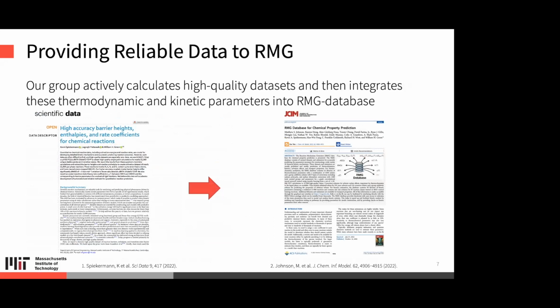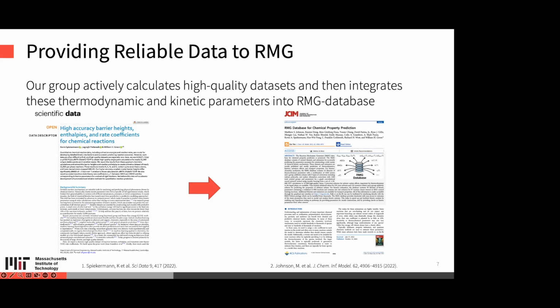But we don't just create or calculate reactions for specific mechanisms. We also proactively work to improve RMG database in general. Our group is actively working on creating many high quality data sets with the goal of integrating them into RMG database, just so that everyone's mechanism generation process goes a lot more smoothly. One example is this paper here on the left that I published with 12,000 reactions that were calculated at explicitly correlated coupled cluster, CCSD(T)-F12.